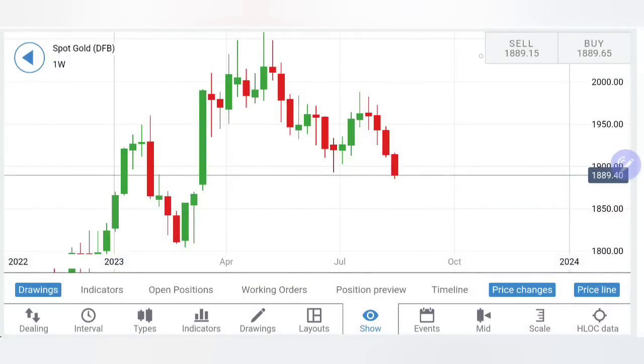Gold continued its downward journey last week and produced the third bearish candle in sequence here. This sequence is done. Now, can we expect a reversal, or is it going to fill this gap here at around 1860, 1870 levels? Which position should we take trading gold next week?